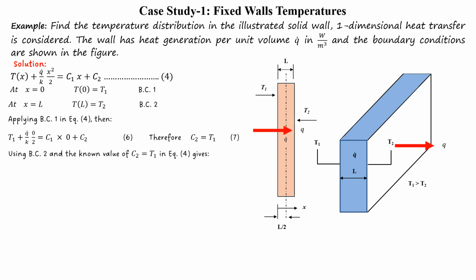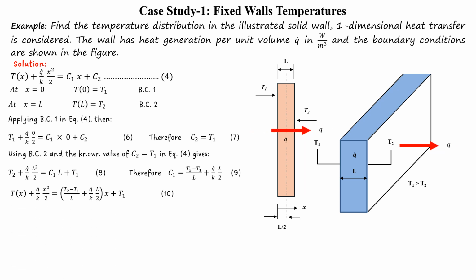And if we apply boundary condition number 2 to the same equation, with C2 equal to T1, then we will get C1 equal to (T2 minus T1) divided by L minus q dot L divided by 2k, which is represented by equation number 9.